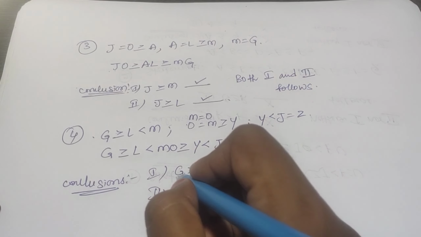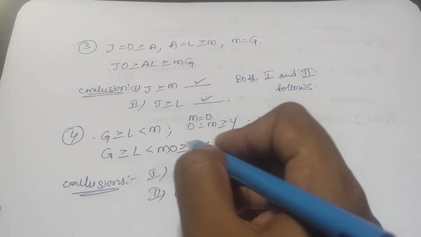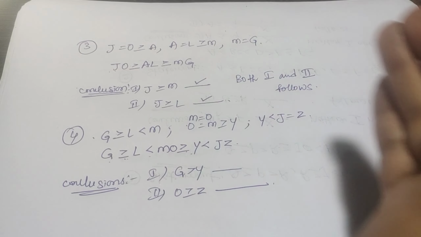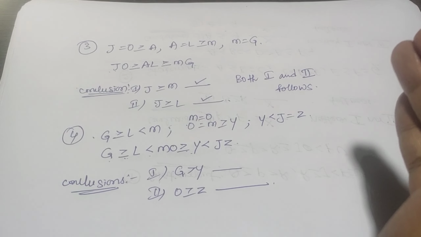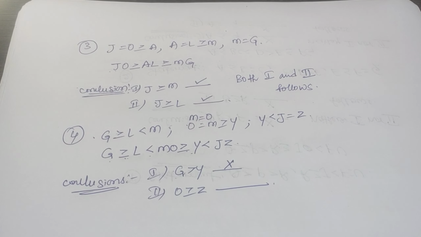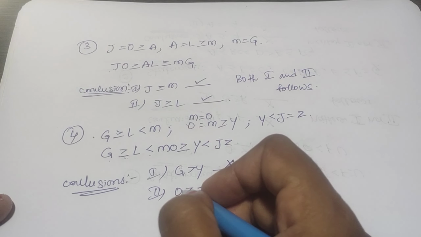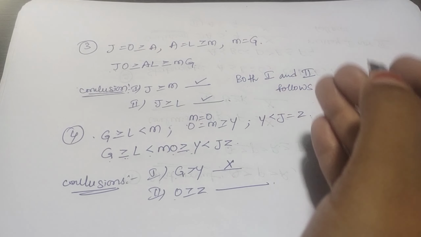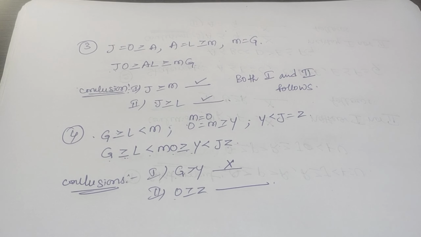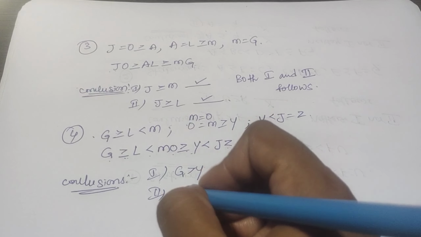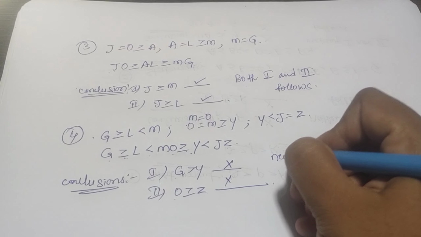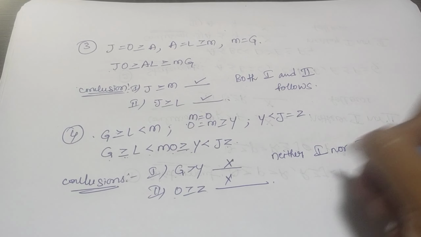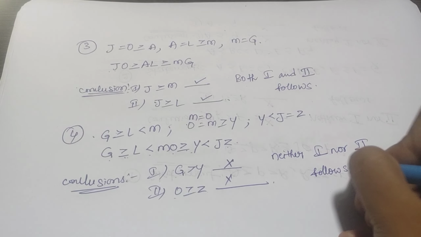Now, conclusions. G is greater than Y. G is here, Y is here. In between G and Y, greater than or equals to, less than, greater than or equals to. Different symbols, that is dissimilar symbols we found. So this one does not follow, right? And O is greater than or equals to Z. O is here, Z is here. In between O and Z, the symbols are dissimilar. So this one also does not follow. So here what is the answer? Neither 1 nor 2 follows. Correct?